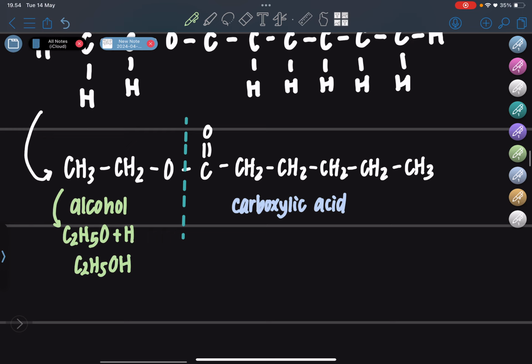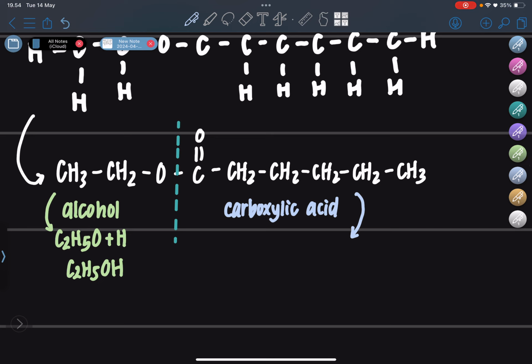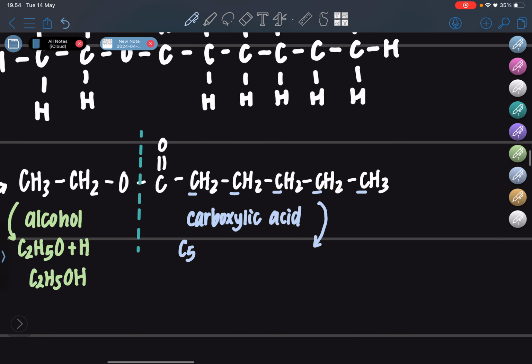And then for the carboxylic acid side, similarly, we're going to count the number of carbon atoms, excluding the one with a double bond with the oxygen. So over here, 1, 2, 3, 4, 5. So we exclude this carbon atom here. So it would be C5, and then just add all the H together. So 2 plus 2, 4, 4 plus 2, 6, 6 plus 2, 8, and then 8 plus 3, 11. So H11, and then we just add CO.